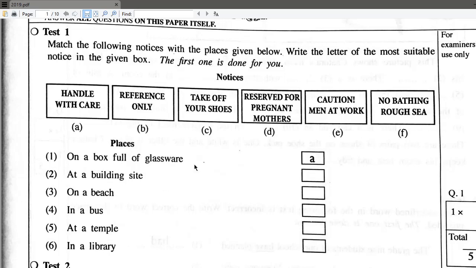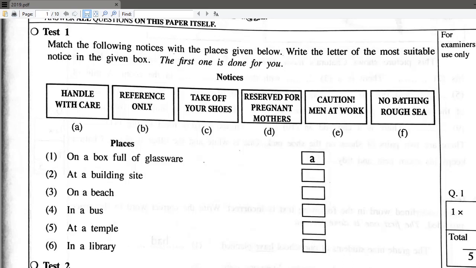Similarly, if you take caution, men at work. So when you say caution men at work, it means that you have to be careful. Don't rush into that place, it's quite dangerous. So be careful, caution men at work. It is to do with a building site. And finally, if the sea is rough, you should not bathe in that area.